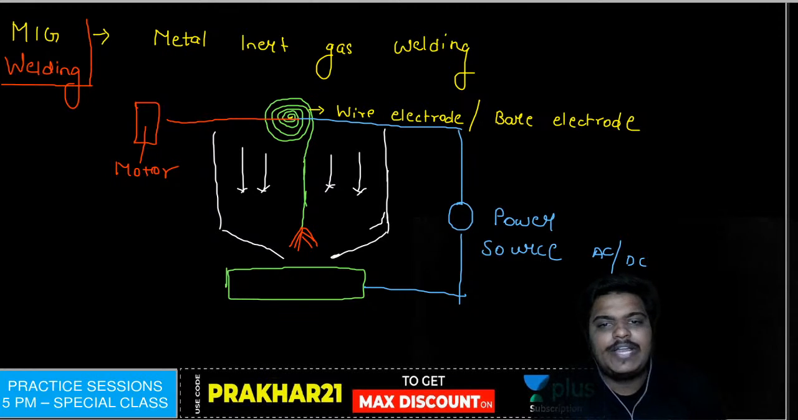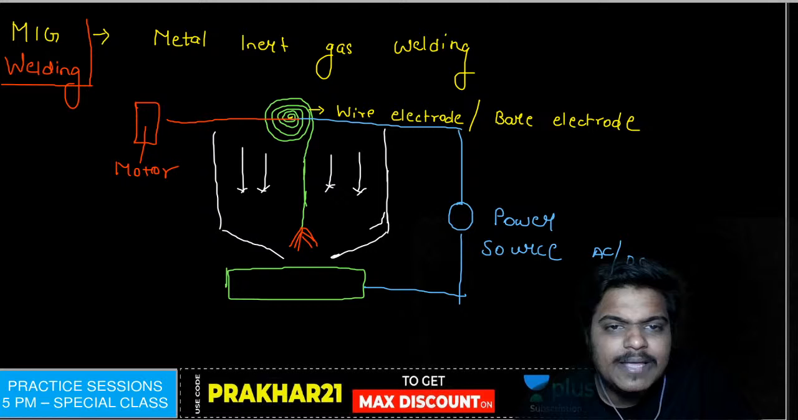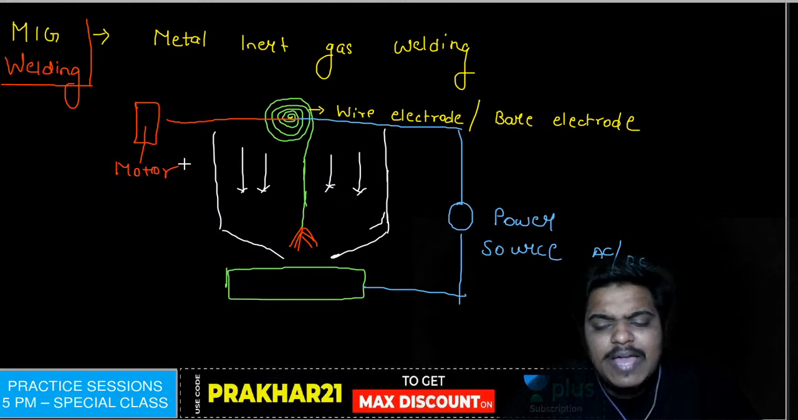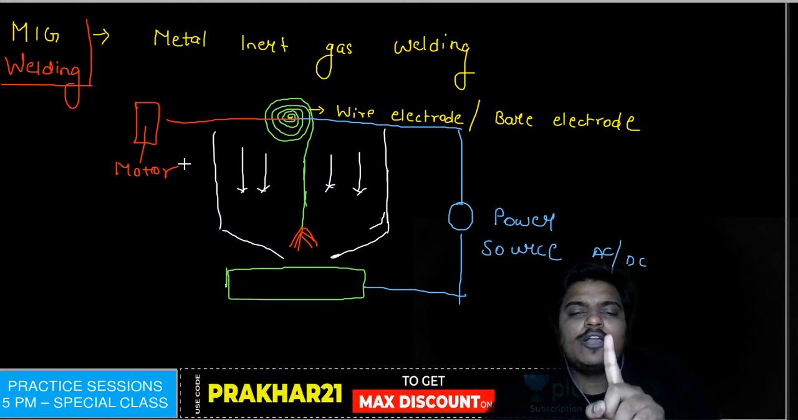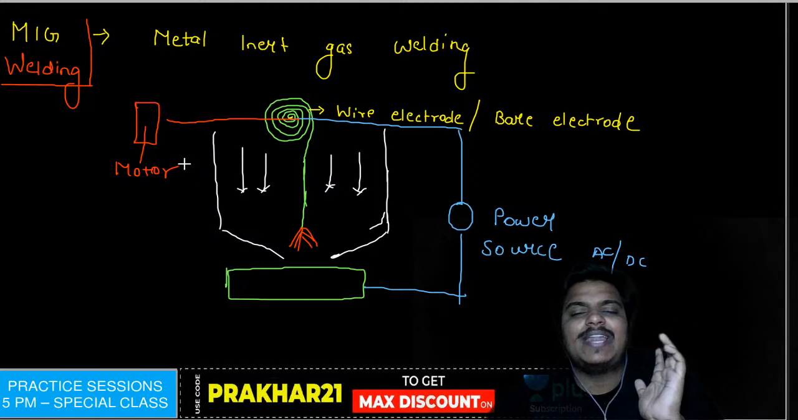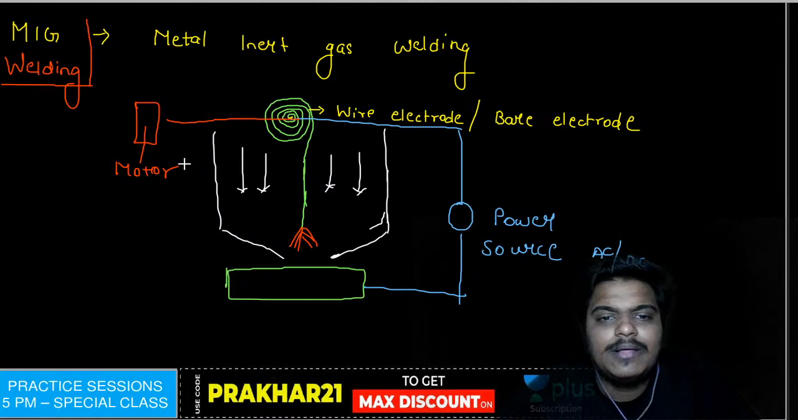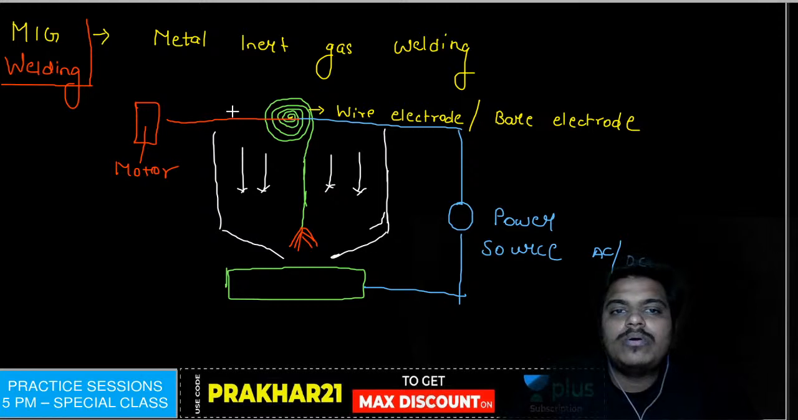Welding area is provided with the flow of inert gases. Okay? Everything is same. Just instead of tungsten electrode, I am using a wire electrode which is made up of some metal. Okay?